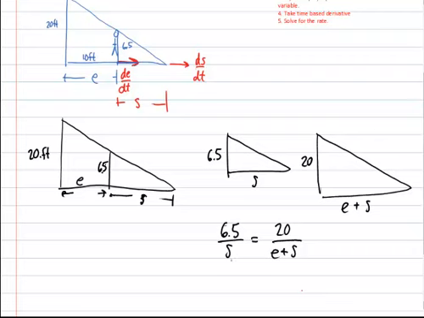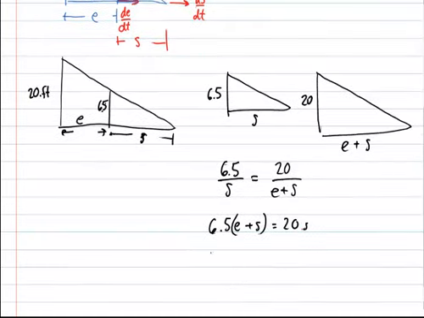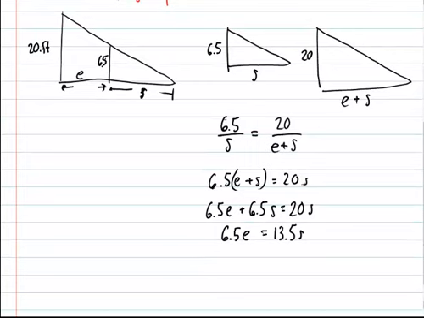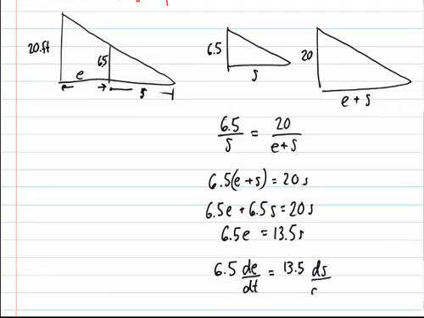So when we cross multiply, we end up with the equation 6.5(E plus S) equals 20S. When we simplify this, we get 6.5E plus 6.5S equals 20S. We come up with a simple linear equation of how E relates to S. And guess what we do at this point? We take a time-based derivative, so we'd have 6.5 dE dt, which is the rate at which Evan moves, equal to 13.5 times ds dt.